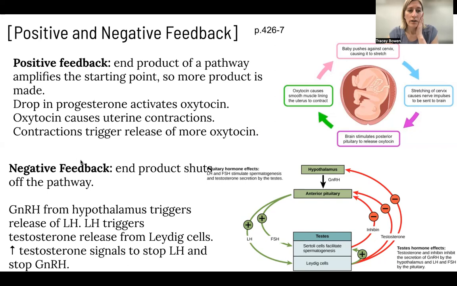And then a negative feedback loop is going to shut off the pathway. And so, for example, GnRH from the hypothalamus, remember that stands for gonadotropin releasing hormone, triggers the production of LH. And LH is actually important not only for ovulation, but for triggering the Leydig cells in the testes to produce testosterone. And so as the amount of testosterone signal increases, it's going to stop LH and then also stop GnRH from interacting with the Leydig cells.